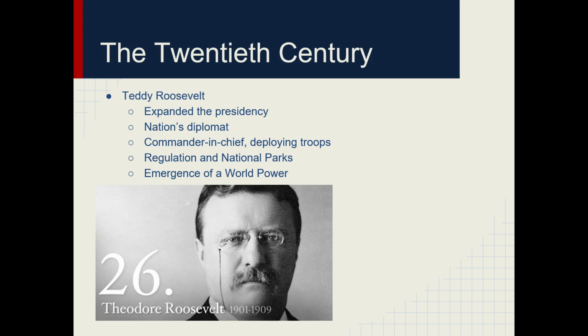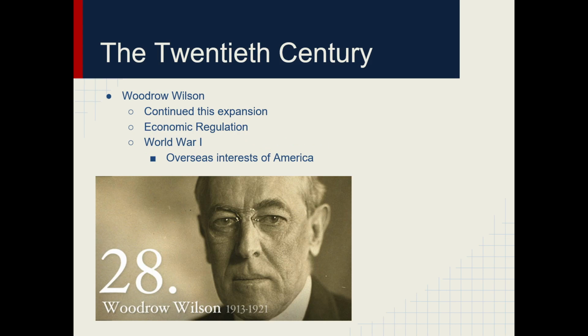Teddy Roosevelt, he expanded the presidency and himself became the nation's diplomat. So Teddy's really famous for negotiating an end to the Russo-Sino War. This was a war between Japan and Russia. And he really became kind of the symbol of foreign policy abroad. He also deployed troops across the world, and he created the national parks system. And it's under his presidency that the United States begins to kind of become a world power.